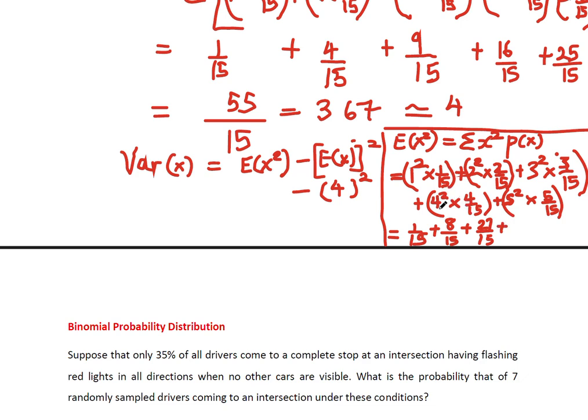Then we go to 4 squared is 16. And then we're going to multiply 16 by that numerator of 4. So when we multiply 16 by 4, we get 64. So this is plus 64 divided by 15. Plus, finally, 5 squared is 25. And then we multiply 25 by the numerator of 5, which gives us 125 divided by 15. So that's 125 divided by 15.